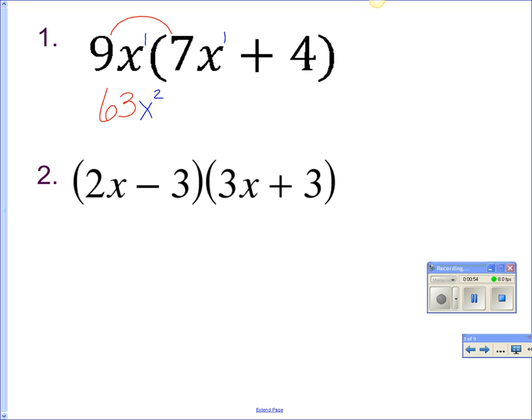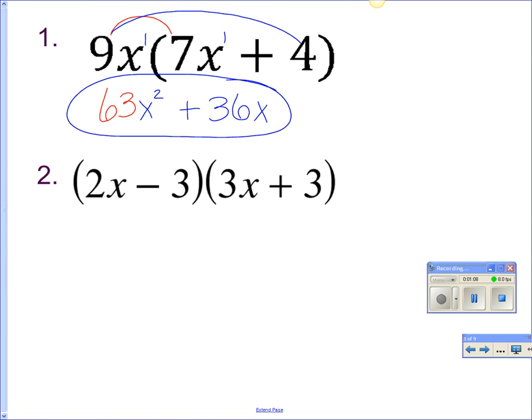Haley, what else do I have to do on this one? Haley, what's 9 times 4? And what do I have to put beside of it? Good. That's my final answer because I can't put these two together because this one's x to the second and this is x to the first, so I can't add those. All right? Number 2, write it down.